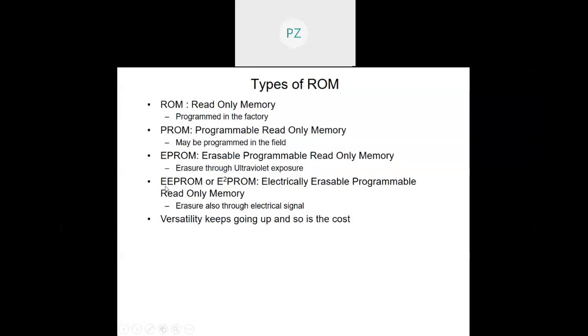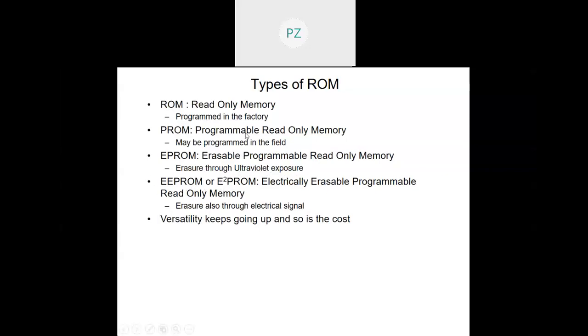Then there is EEPROM. The difference between EPROM and E squared PROM or EEPROM is that over here erasure may be done through ultraviolet exposure, but over here erasure also can be done by electrical means.